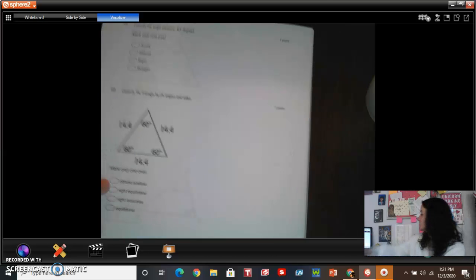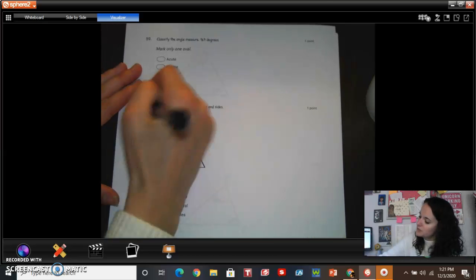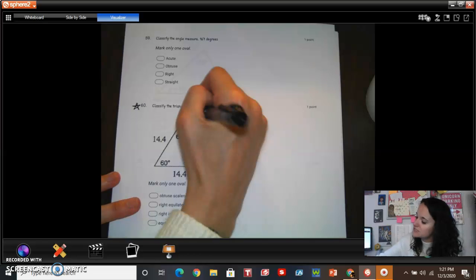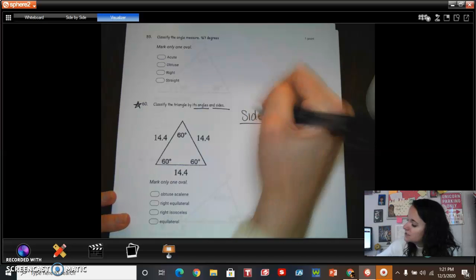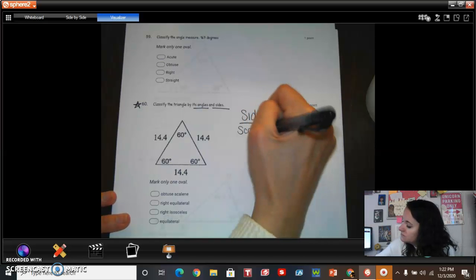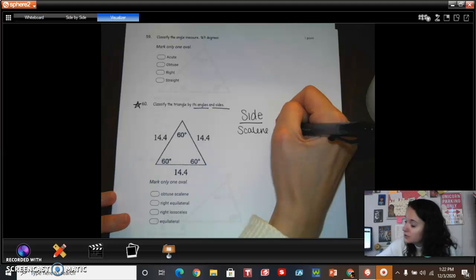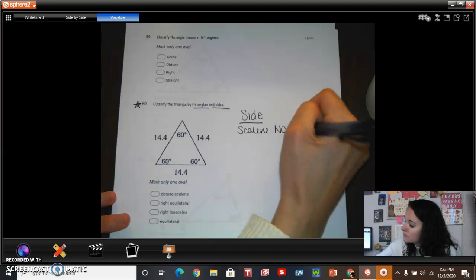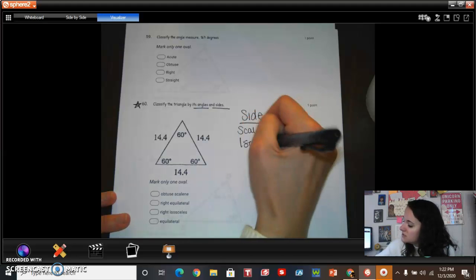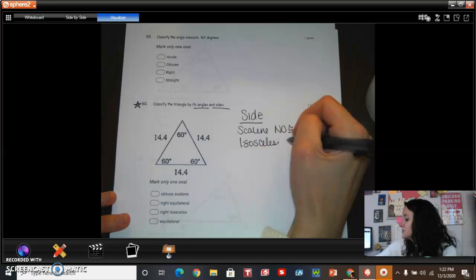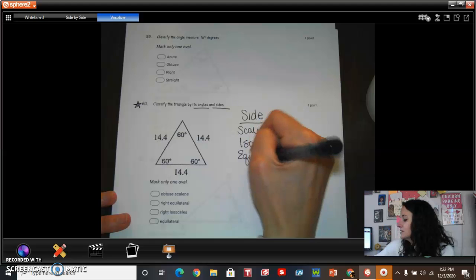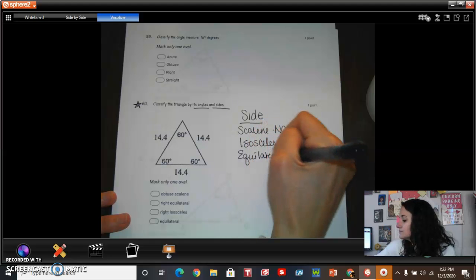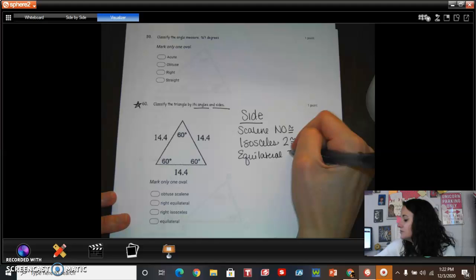You will have an example where you need to classify triangles. So remember, you can classify triangles by their angles. So just a review. Sidewise, we have scalene, which means no congruent sides. We have isosceles, which means 2 congruent. And we have equilateral, which means 3 congruent.